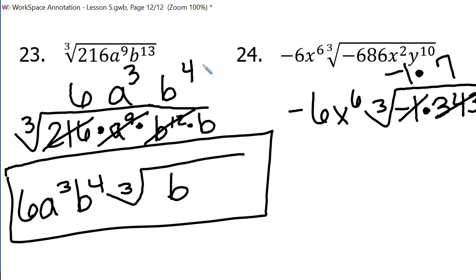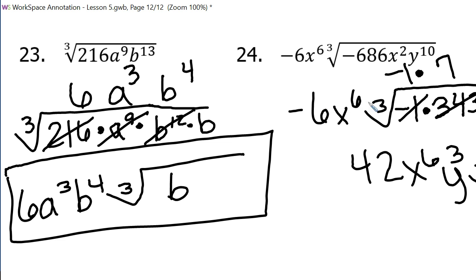Now, what happens when I have a negative times a negative? Becomes a positive. So this would be positive. What's 6 times 1 times 7? 42. Then the x to the 6th. Then the y to the 3rd. And then our cube root. And what's left under the cube root? 2 x squared.